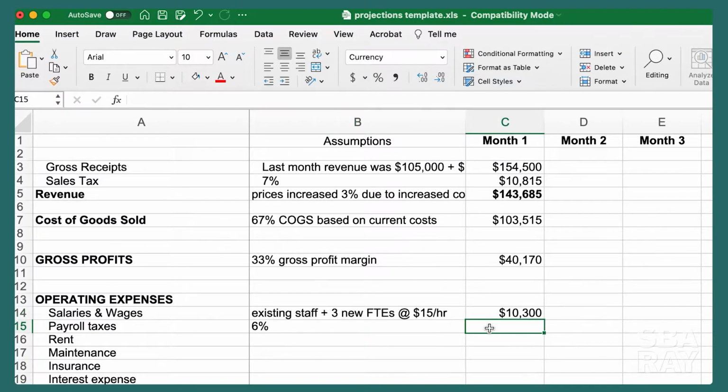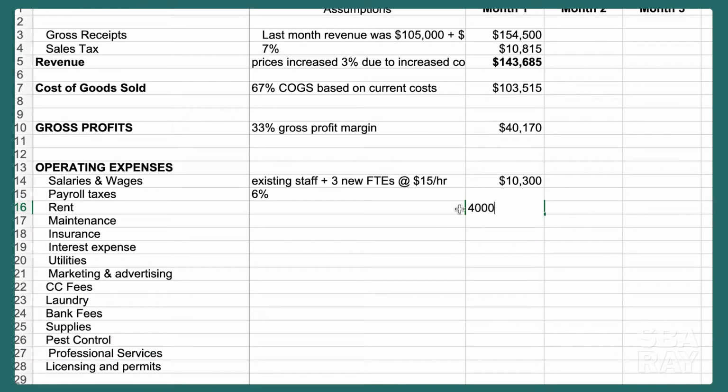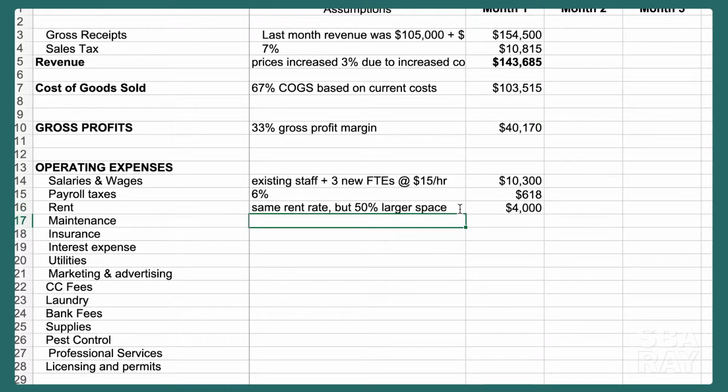Then you have payroll taxes, which are 6%. That's a formula you can just input into Excel. Rent is staying the same, but the space is 50% bigger. So based on my new lease, the rent will be $4,000 a month. And so I will input that here and I'll just add the assumption.